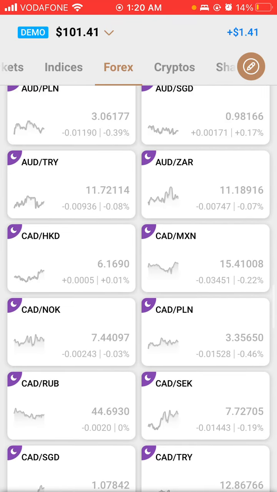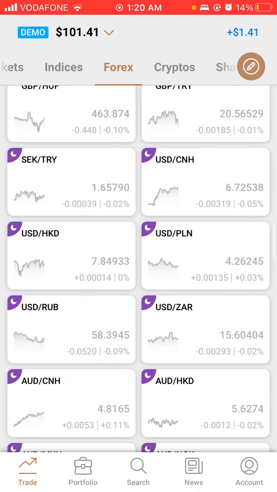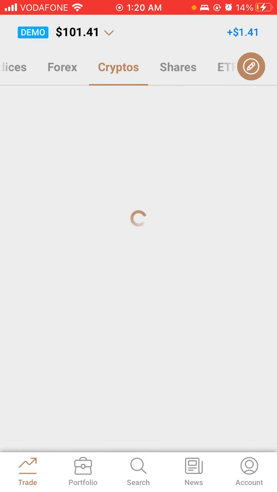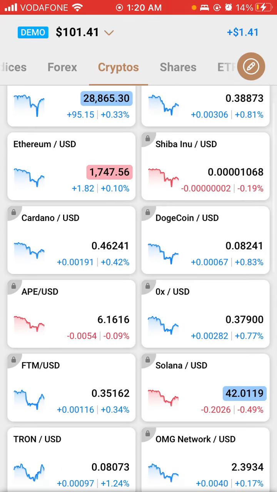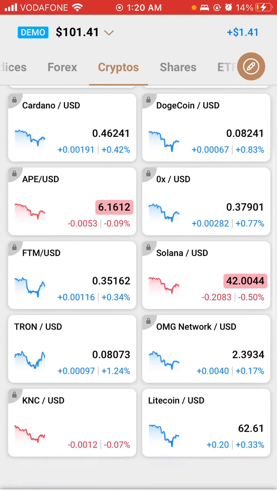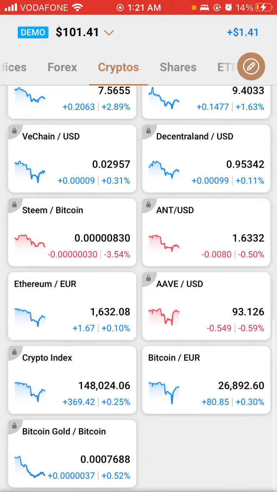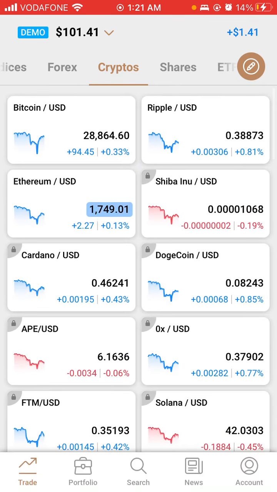Like, this is for the forex market. Then as for crypto, we have the Bitcoin USDT, the Bitcoin USD. This is not USDT. Bitcoin USD, Ripple USD, Ethereum USD, Shiba, and lots of them, like different coins. There's so much that I can't even scroll to the end.